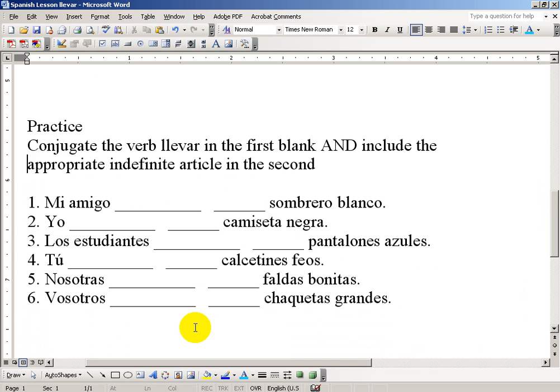Okay, so here's your practice. Conjugate the verb llevar in the first blank, and in the second blank, I want you to put the appropriate indefinite article. So that's going to be the un, una, unos, or unas. So why don't you pause the video for a second, because I'm going to give you the answers in about 5 seconds, and try and write down the answers. Okay, so here come the answers.